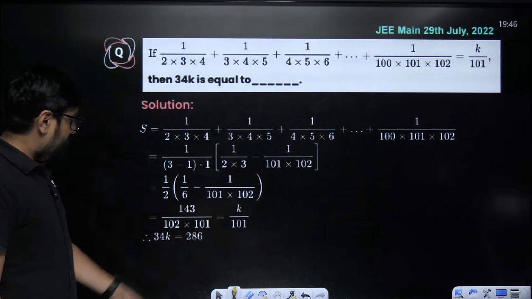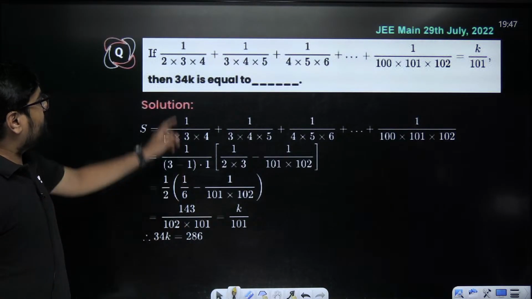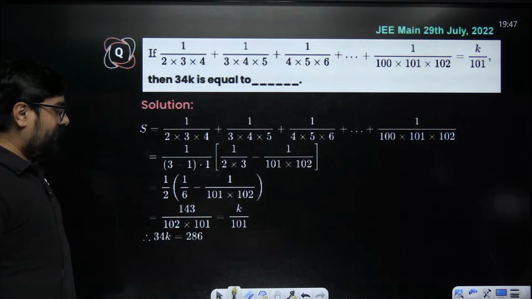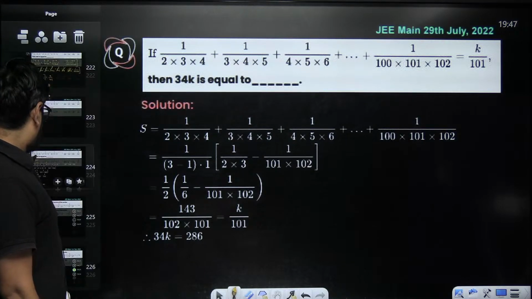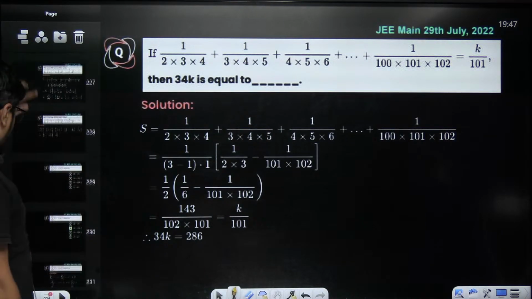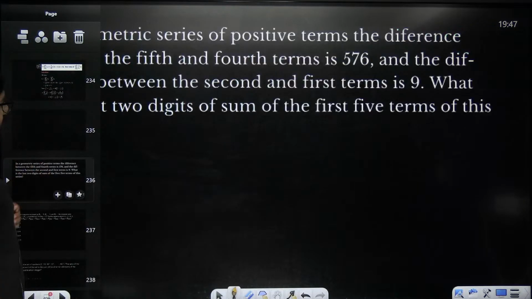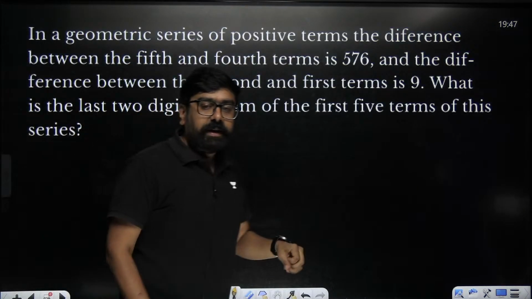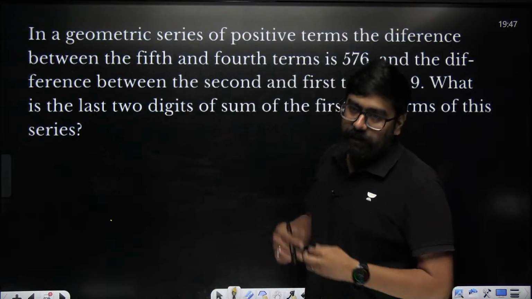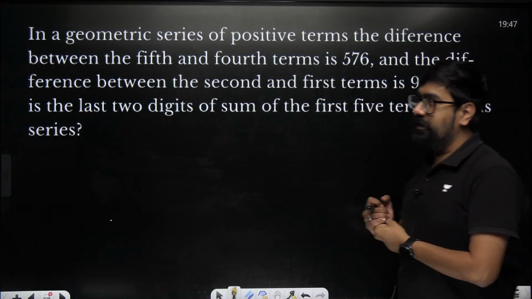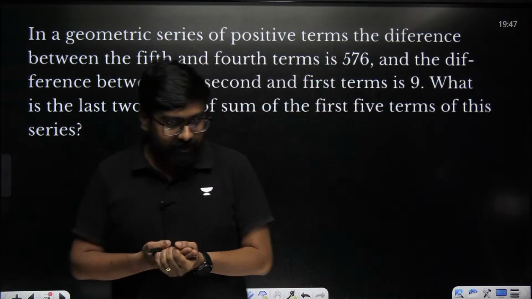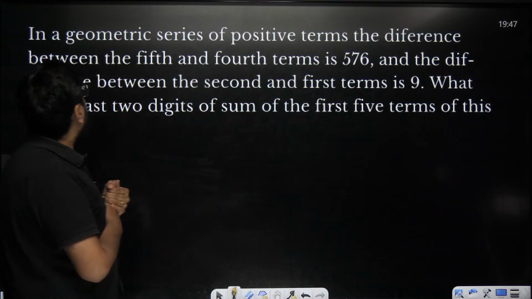When you solve this, you will get k is equal to... 34k they have asked. So 34k will be equal to 206. Okay, ji. So this is one thing, and this is used a lot of times in our questions also, PRMO questions. Now let's do some practice with some PYQs, or previous year questions, and some good questions based on recursive series. All right. For example, let's start with this question.